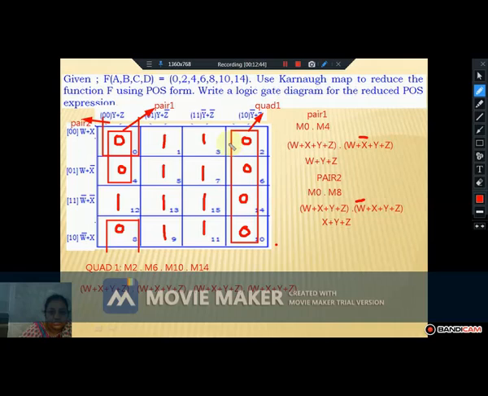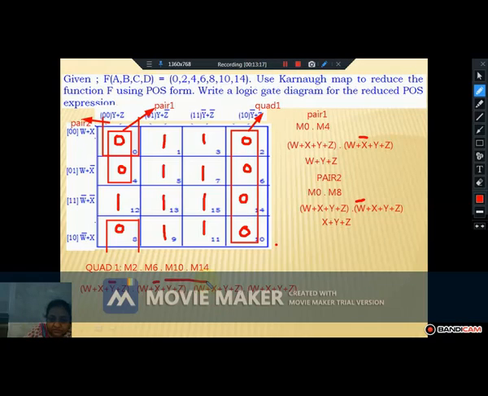When we write the expression, you just take the labeling here. W plus X is here, and here Y bar plus Z is there. So W plus X, Y bar plus Z. So Y bar plus Z is M2. Next is M6. M6 is, look at the column, W plus X bar and then Y bar plus Z. So Y bar plus Z.